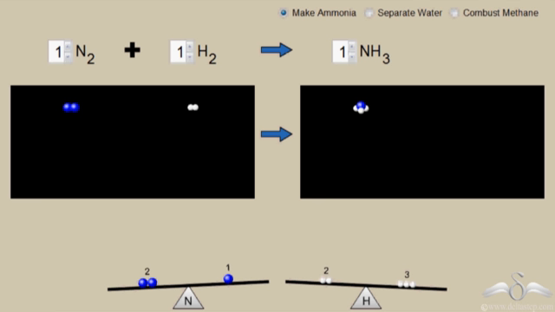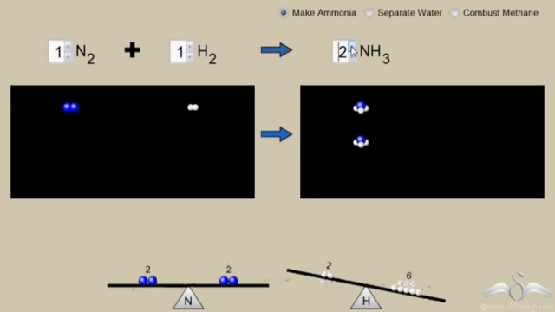So how do we balance this? On the reactant side, we see 2 nitrogen atoms. On the product side, we see just 1 nitrogen atom. So how can we make this 2, or how can we balance it? By increasing this number to 2. That is, we take 2 molecules of ammonia. When we take 2 molecules of ammonia, on the reactant side, we have 2 atoms of nitrogen. On the product side, we have 2 atoms of nitrogen. So you observe that the nitrogen scale is now balanced.